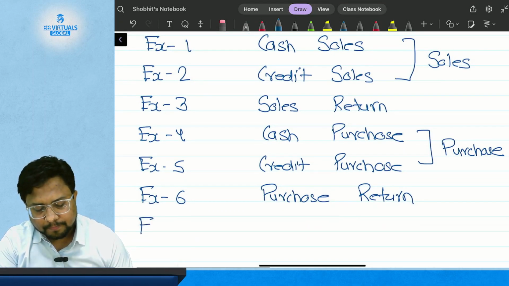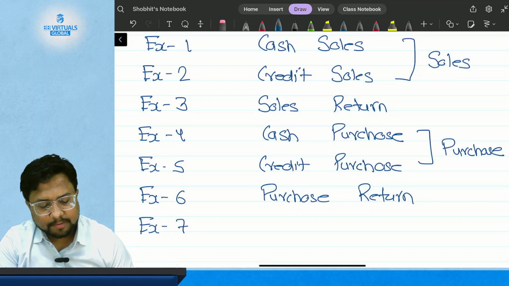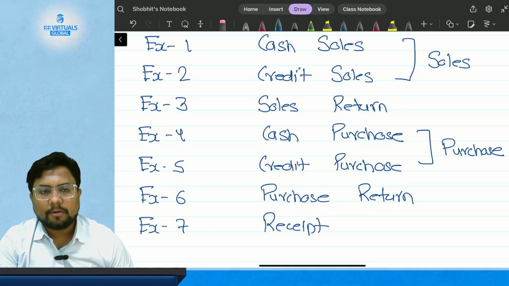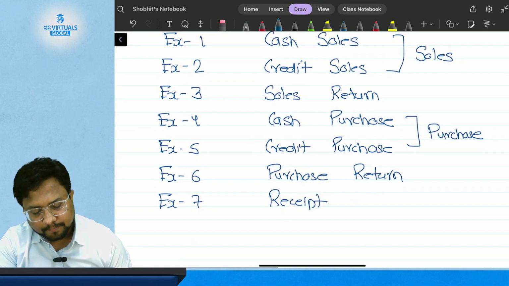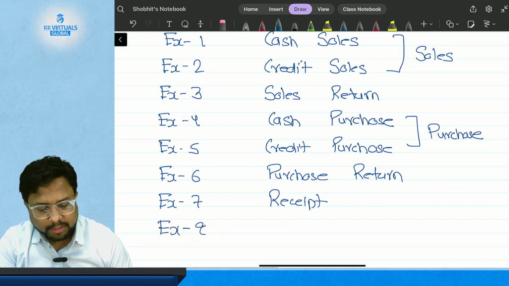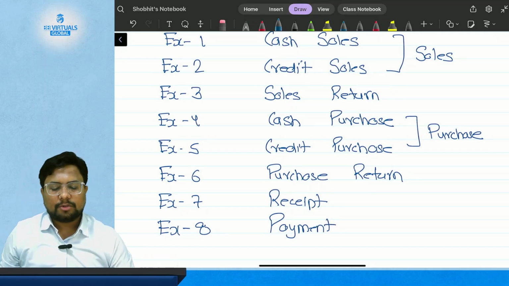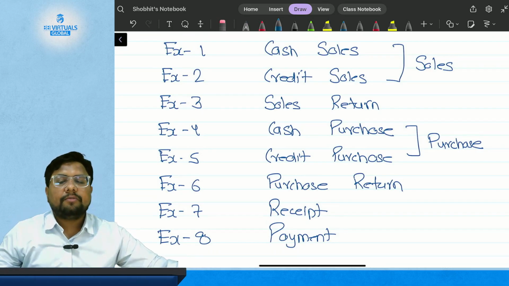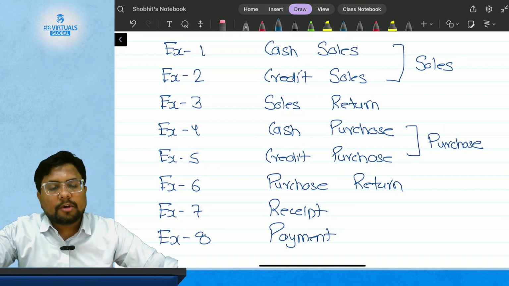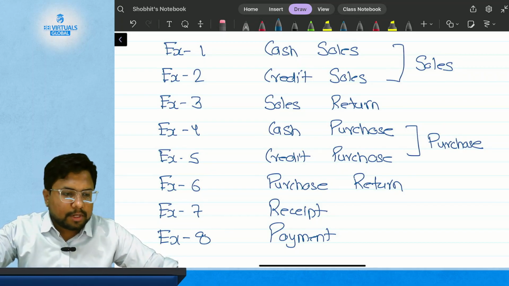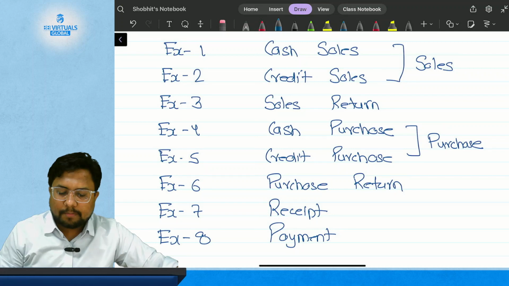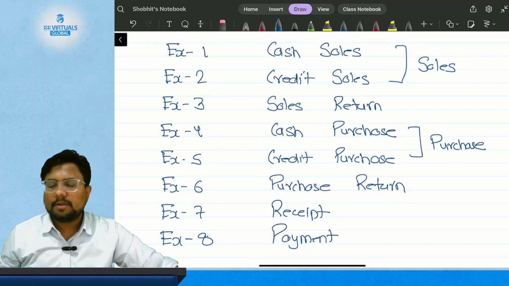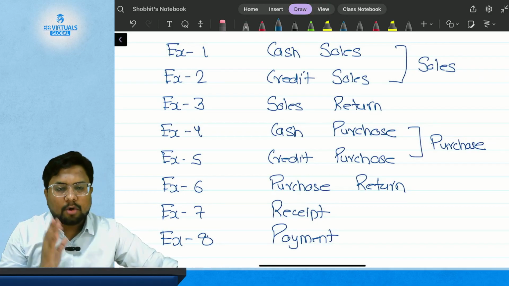Then comes illustration 7, which was about receipt of money. Then illustration 8 was about the payment, where I made payment to Mr. Peter. So till now we have studied these 8 illustrations where we discussed different types of journal entry based on 3 golden rules. Around 1 hour we took to understand these entries, and we have studied all these transactions.